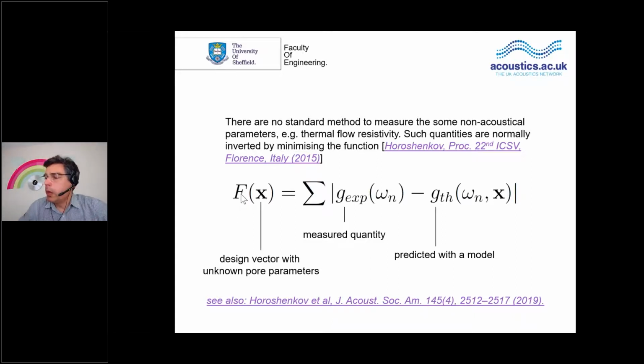Thank you, Francois. Anyway, when we don't want to measure something, or we just can't measure it, we can use an inversion technique, which is basically finding the difference between the experimentally measured quantity, which is frequency dependent, and the quantity which is predicted. So here we've got the frequencies of sound at which this quantity has been measured, and we have a vector which contains our parameters, whether it's 3 parameters or 6 parameters and so on.